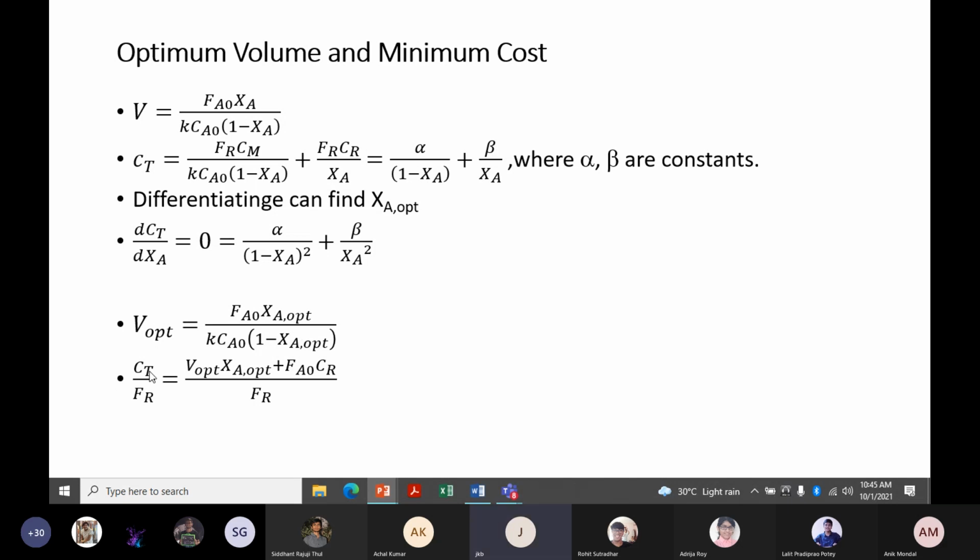That is the total cost, CT, the optimum cost per unit production rate FR, given by this equation. So this is the optimum or minimum cost for the particular production rate FR.